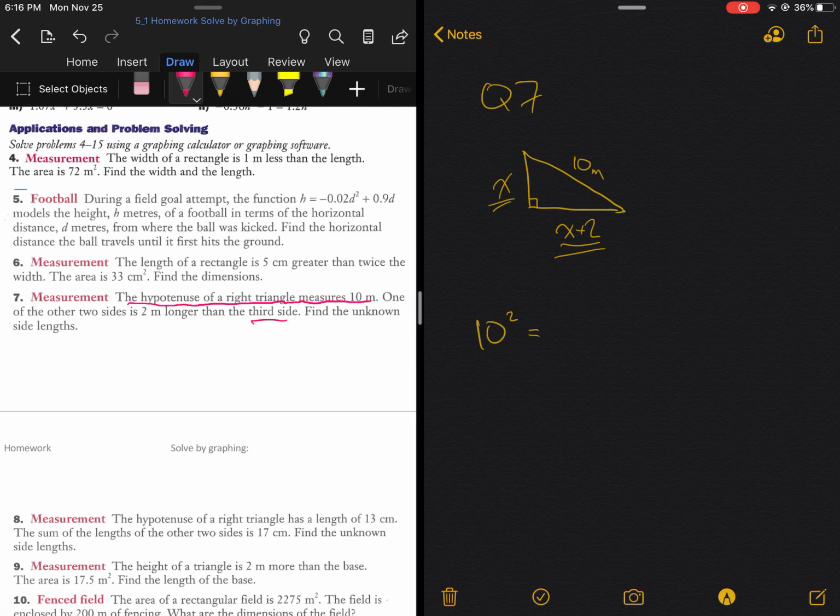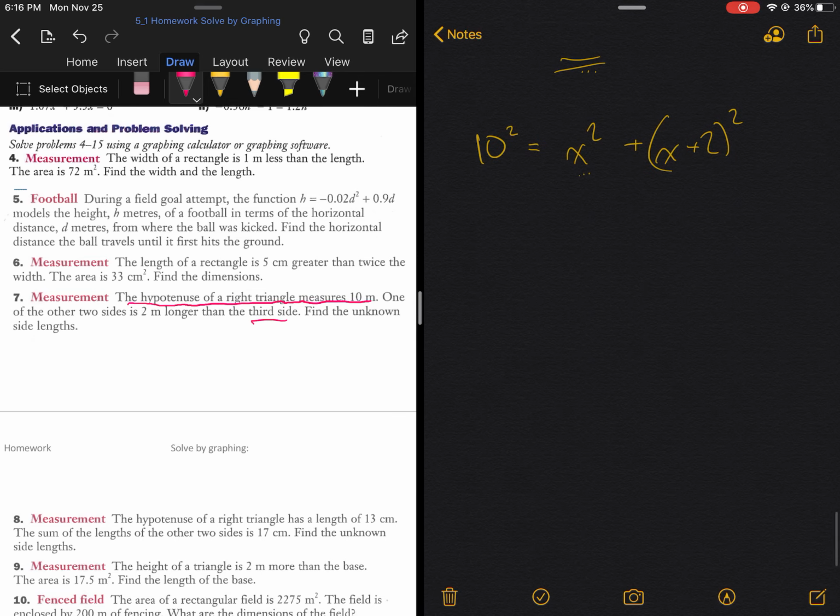So what do we know about the hypotenuse? We know that the square of the hypotenuse, that's 10 squared, equals the sum of the squares of the other two sides. So I have one side, x, square it, and I have the other side. We can square that too, x plus 2 squared. So what are we left with? We're left with 100 equals x squared plus the square of that, x squared, and then the middle term is 2 times 2 times x, which is 4x. What does this become? This becomes 2x squared.